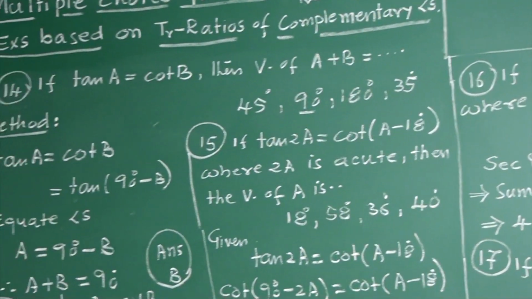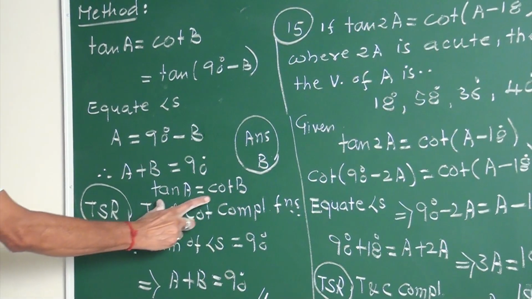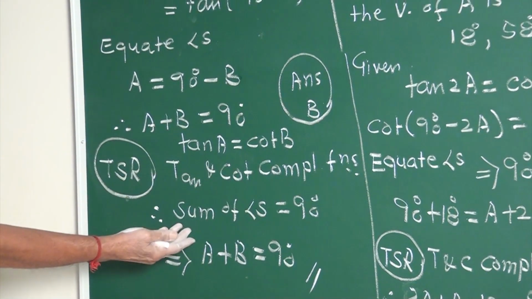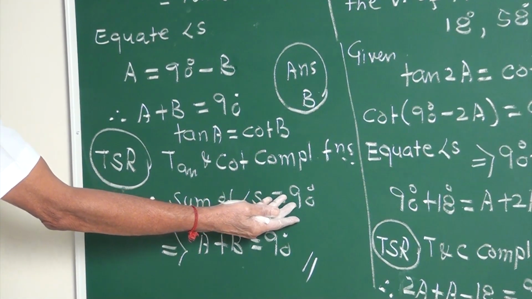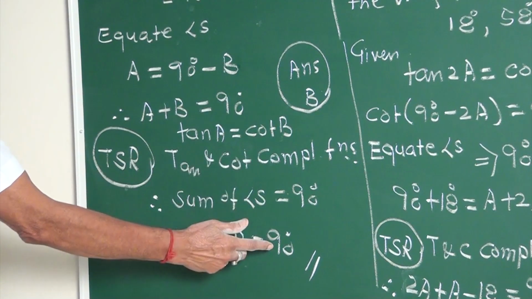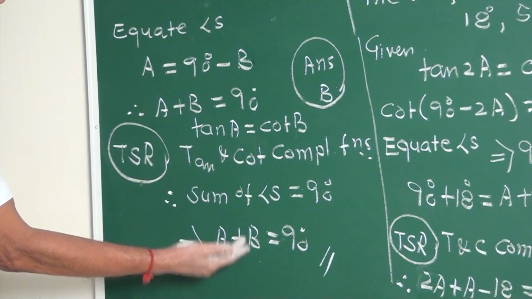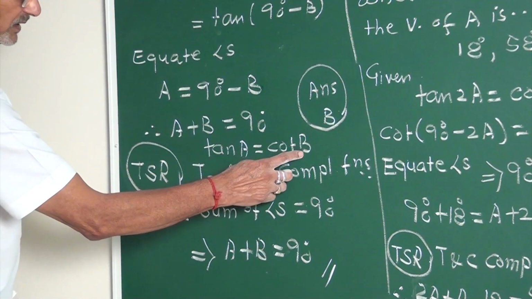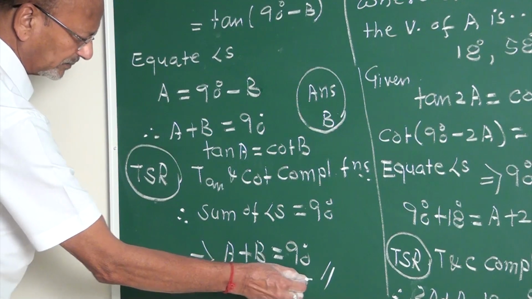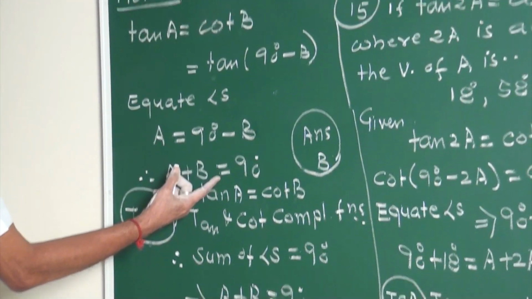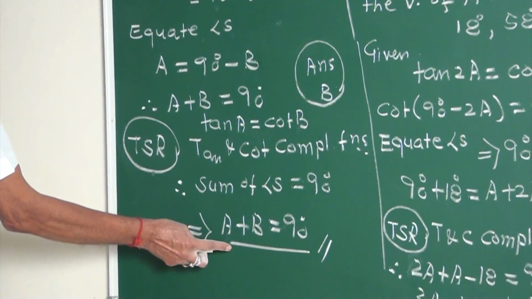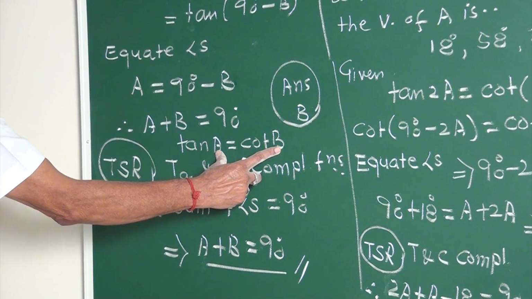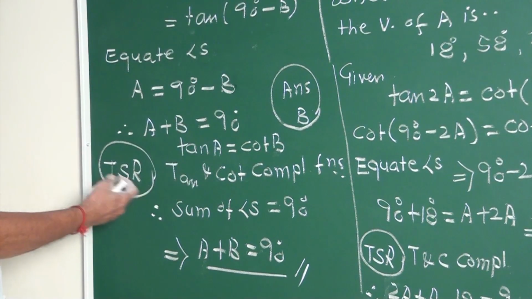Answer is B. This is a TSR. Tan and cot, complementary functions. When they are complementary functions, sum of the angles must be 90 degrees. A plus B is 90. Just, my friends, I have written for your sake. No need. Tan and cot, complementary. What is the sum? A plus B is 90 degrees. Directly you can write this step. From here up to this, directly only one step. Mark the 90.